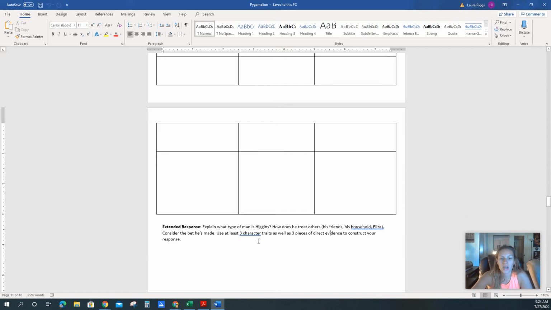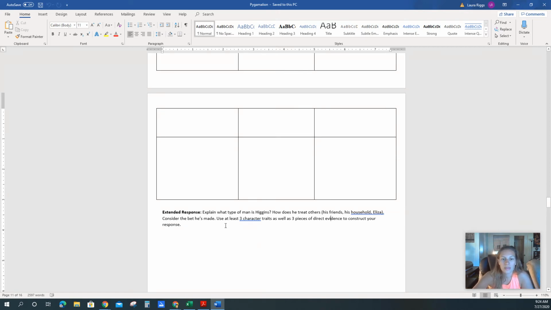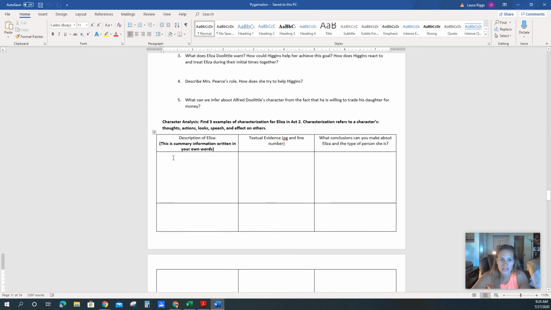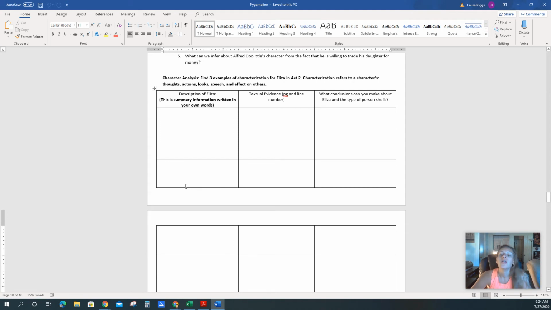So you would say something like, Henry Higgins is arrogant. This is evidence in the text when he says, or when he does, and then you would put a piece of evidence, and then you would explain to me how that shows what you're working with. Okay, so it's essentially the same 3 boxes as your character analysis chart, but about Henry Higgins instead of Eliza.